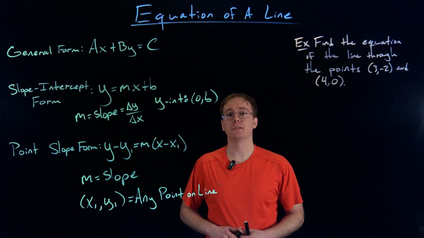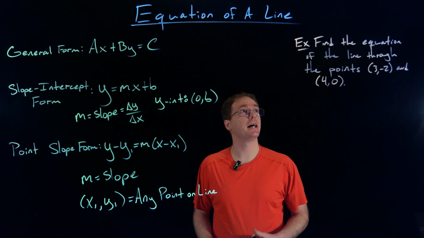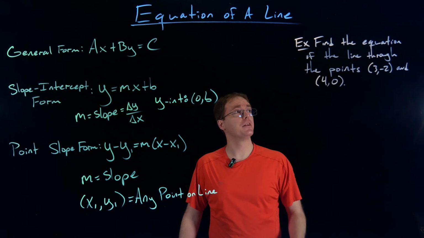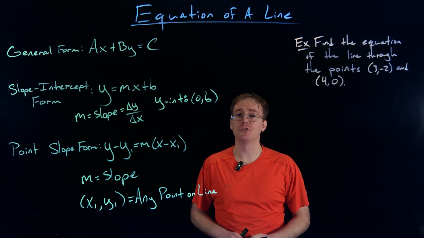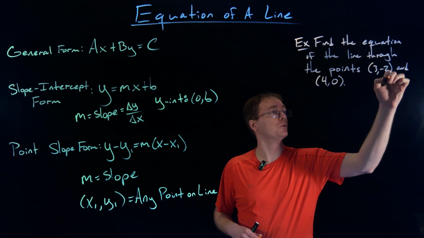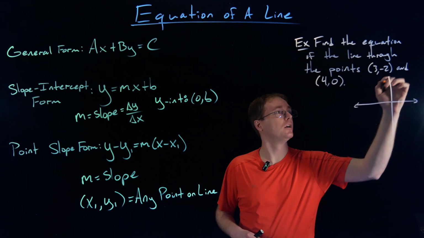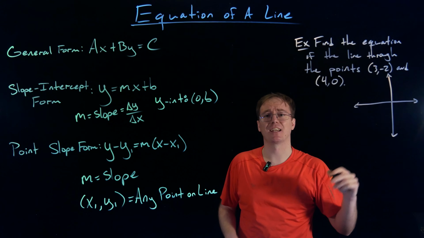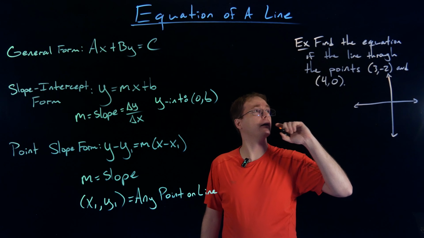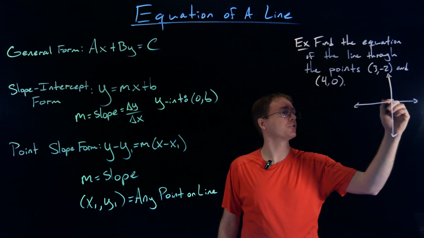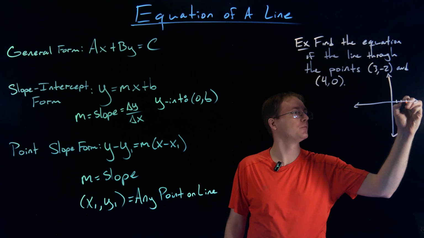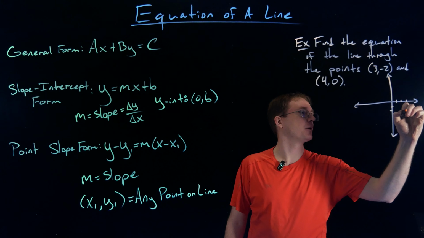All right, let's go ahead and do an example of finding the equation of a line. So we want to find the equation of a line through the given points of (3, -2) and (4, 0). We do not need to graph the line to get this done, but having a visual aid is often pretty helpful and allows us to kind of check parts of our answers. One point is (3, -2), so we have to go right 3 and down 2. That should be right about there.